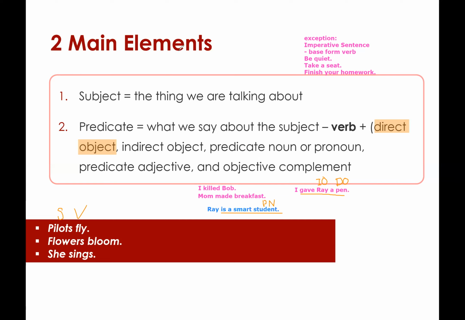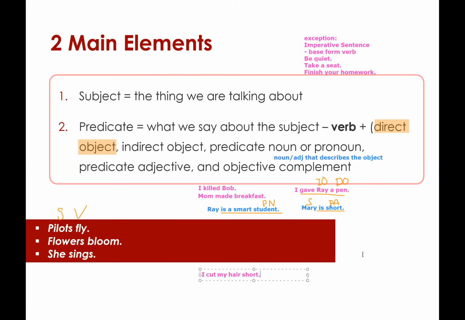Or I could say Mary is short, right? Short is an adjective following the linking verb. So is short is my predicate, Mary is my subject, and short would be my predicate adjective. All right, and you might be wondering, okay, so that leaves objective complement. What is objective complement? It's simply a noun or an adjective that describes the object. So if it describes the object, we can guess that it comes after a transitive verb. For example, I cut my hair short, right?